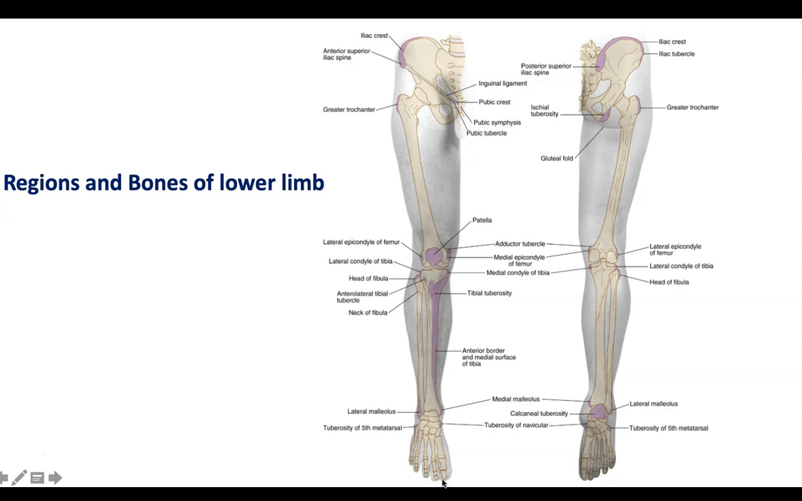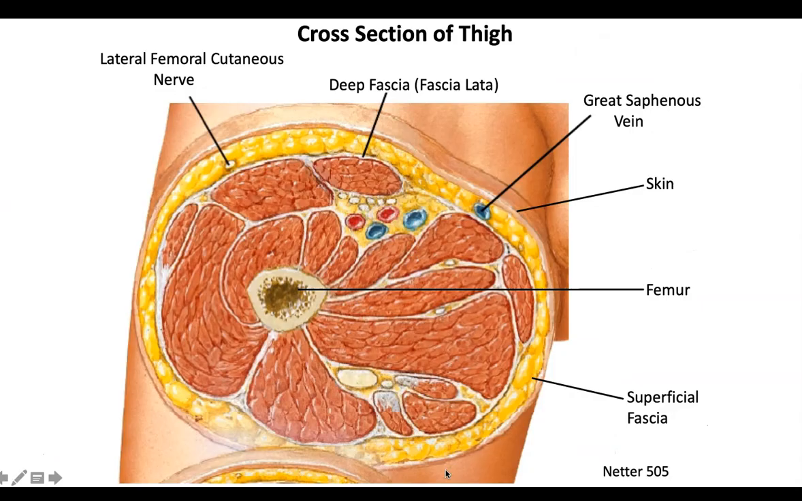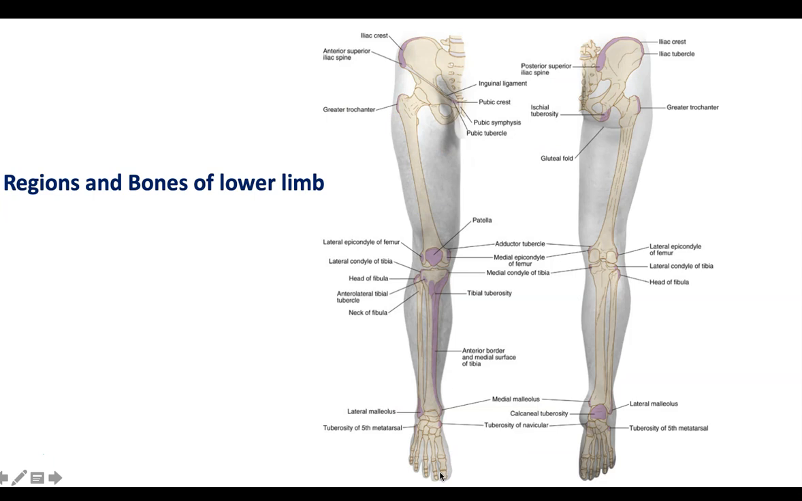The great toe is also called the hallux, like the pollex of the thumb. The great toe has two phalanges, and the other toes have three phalanges each. So there are 7 tarsal bones, 5 metatarsal bones, and 14 phalanges in the foot.